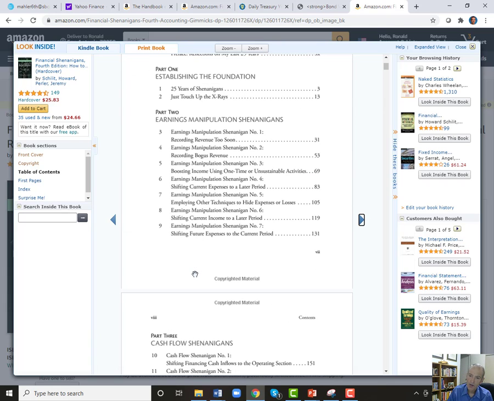What he does in this book, which I really recommend for finance majors as well, is he tells you how you find these shenanigans.